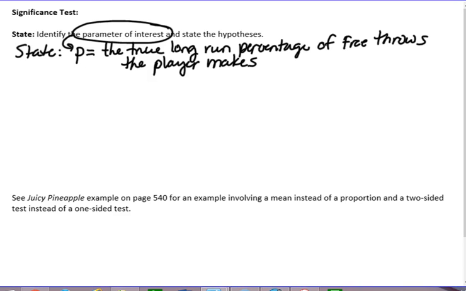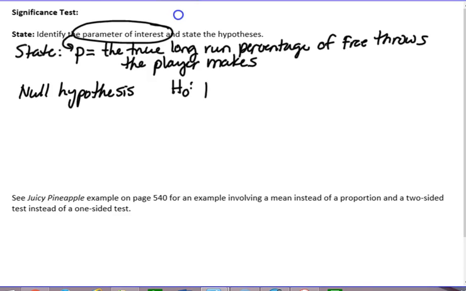So what exactly are hypotheses? The hypotheses are the initial claim, and then the alternate claim that we're trying to find evidence for. So we call one the null hypothesis. The null hypothesis is abbreviated H sub 0, like H naught, like the initial condition.